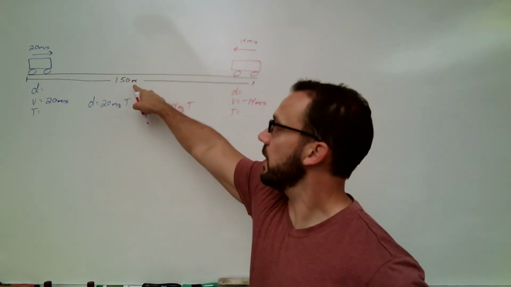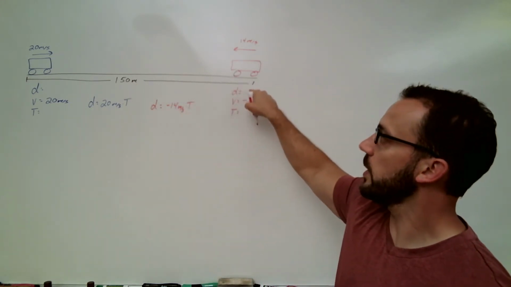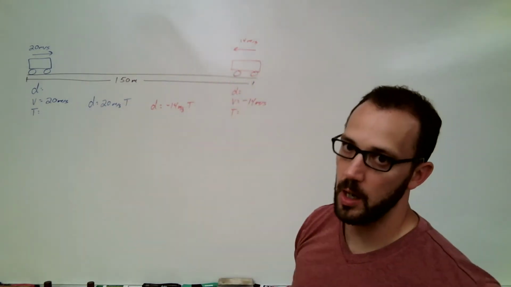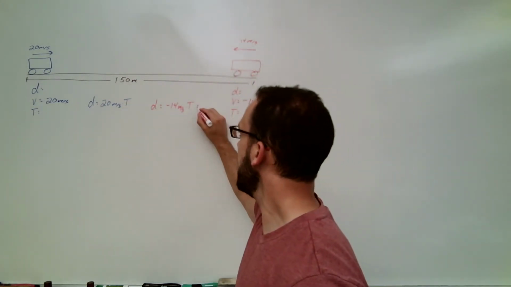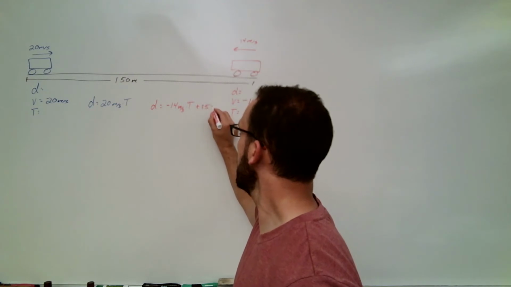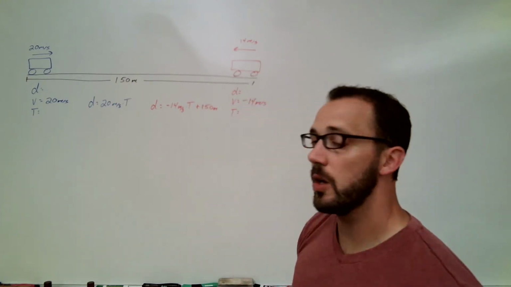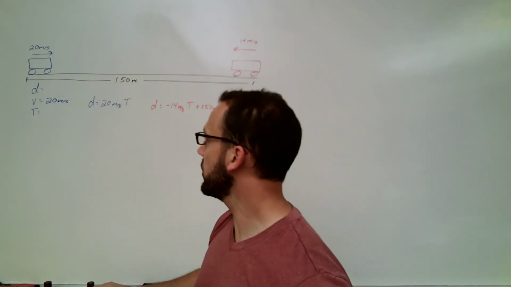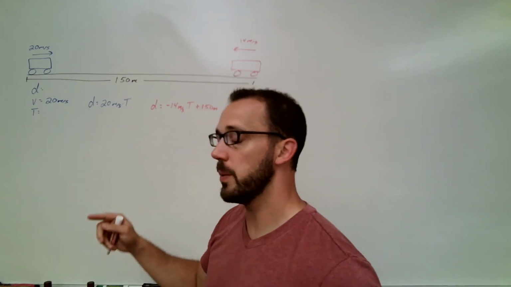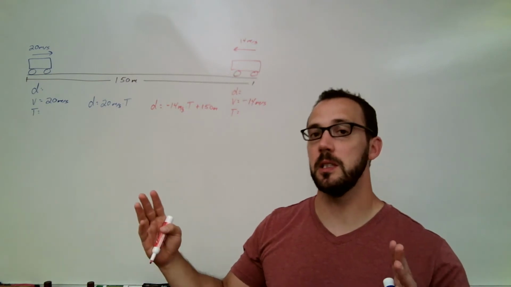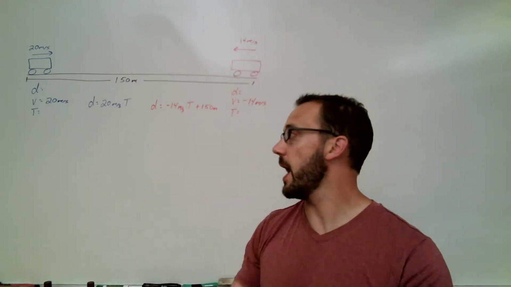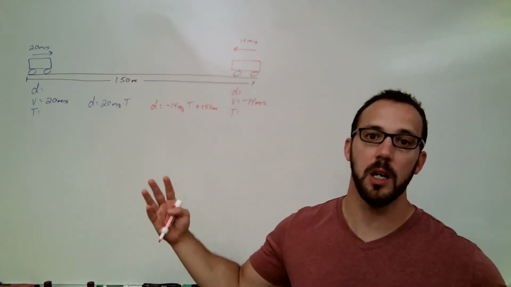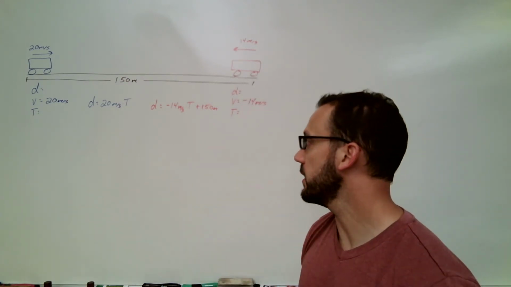But we have to account for the fact that the red car starts all the way over here, 150 meters from the blue car. So we do that by adding 150 meters to the starting position of the red car. At this point, we have a simultaneous equation. We don't know D, but we want to know when those D's are going to be the same. And when the positions are equal is when they're going to crash. And they both start at the same time, so it's going to take the same amount of time for each car to drive and hit each other.